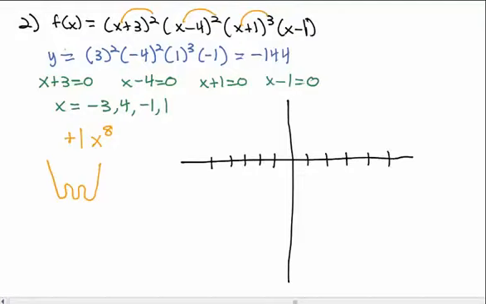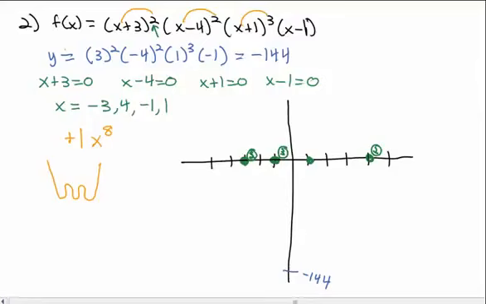Y-intercept is at -144. That's down here somewhere. The x-intercepts are at -3, 4, -1, and 1. But again, I want to notice that some of these intercepts had exponents on them. The -3 was squared. So we'd expect that one to bounce. I'll put a 2 for squared. The 4 was squared also. Put a 2 there on the 4. The -1 was cubed.